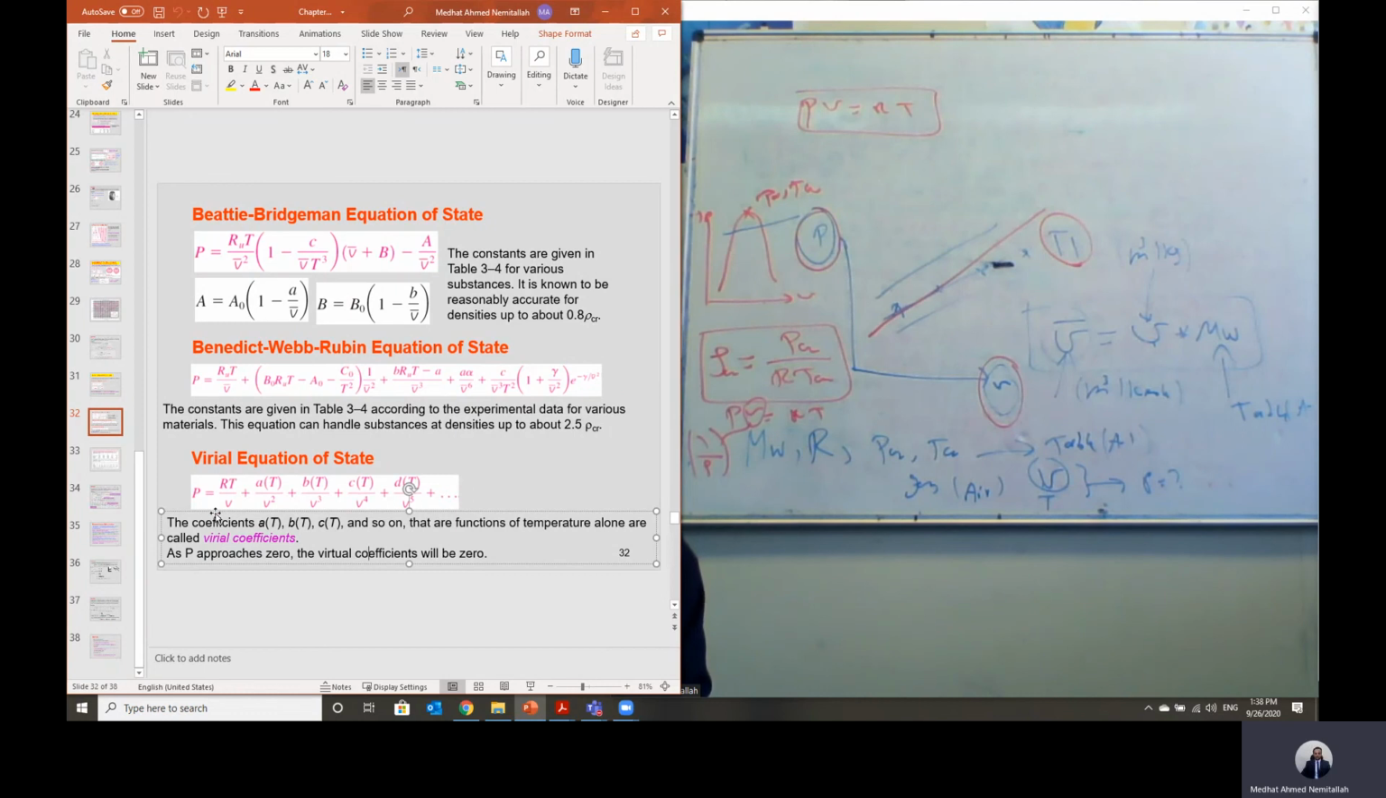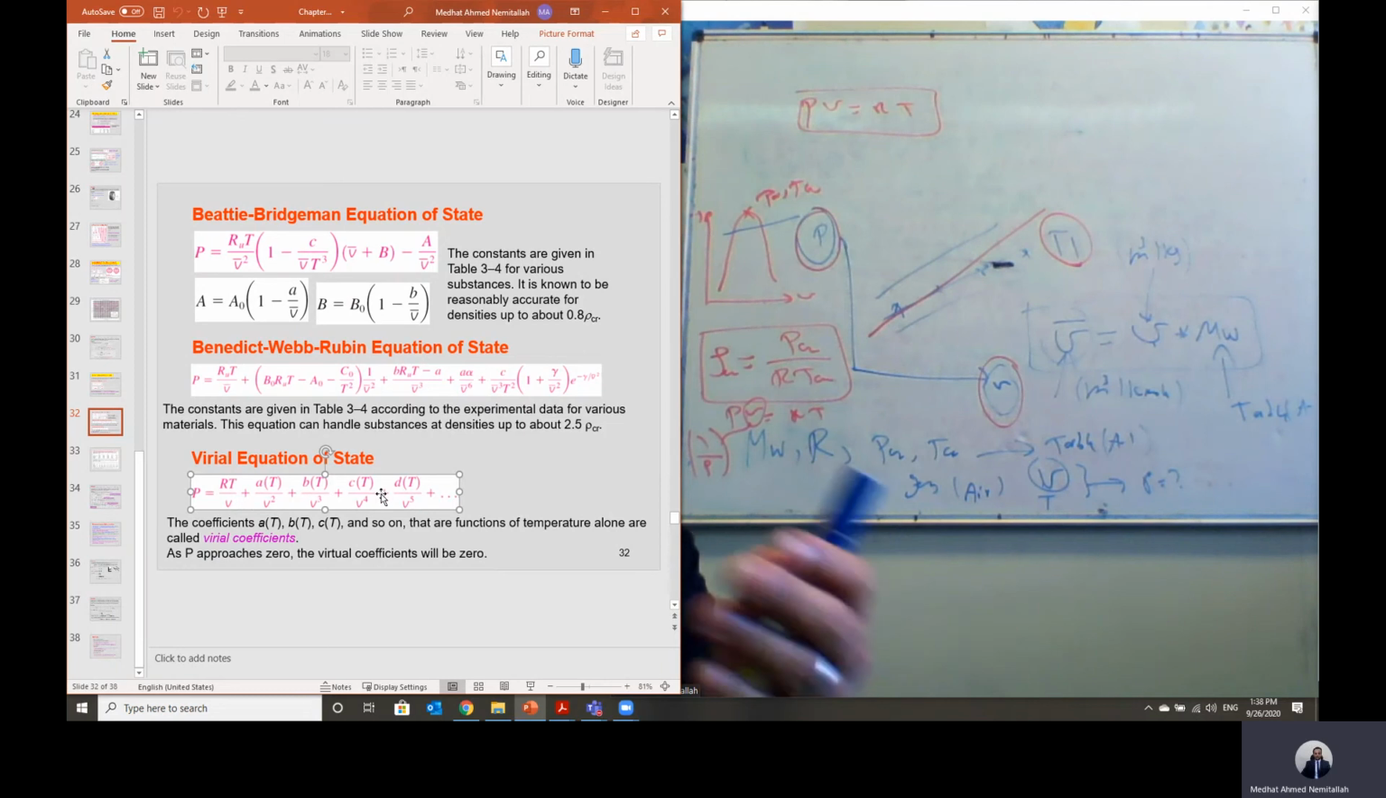At very low pressure, we can apply the ideal gas equation of state without error, P is equal to RT over v. That's why those terms will equal 0 when the pressure is very close to 0, because the ideal gas equation will be applied in this case, P equal to RT over v. As the pressure increases, we can add more terms to modify this equation.